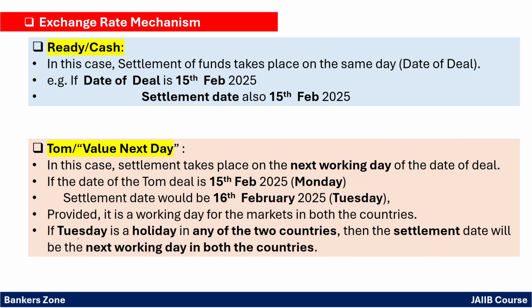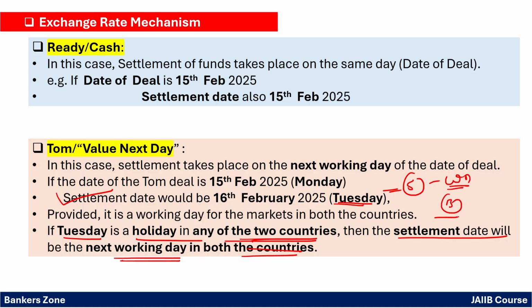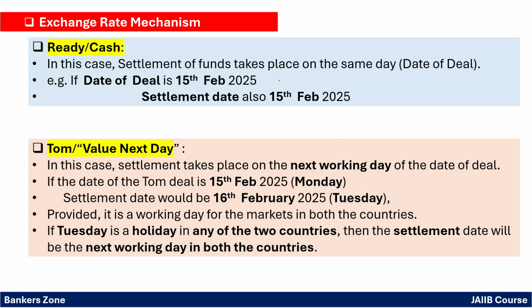If the next working day is a holiday in either of the two countries, then the settlement date will be the next working day in both countries. That means when we have to do the final settlement, that day must be a working day in both the countries involved in the transaction. So very simple: cash means the same day, cash or ready basis. The TOM basis means tomorrow, the next day, the settlement will be there.